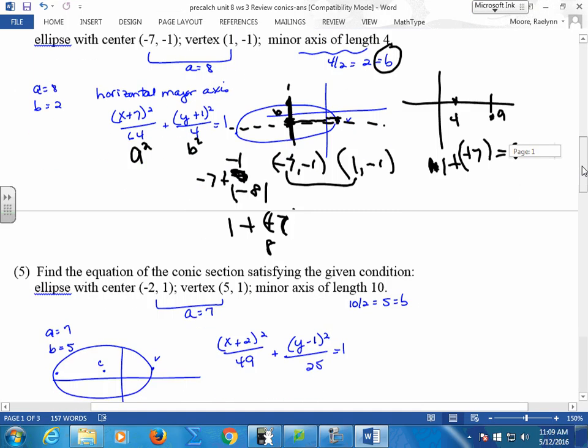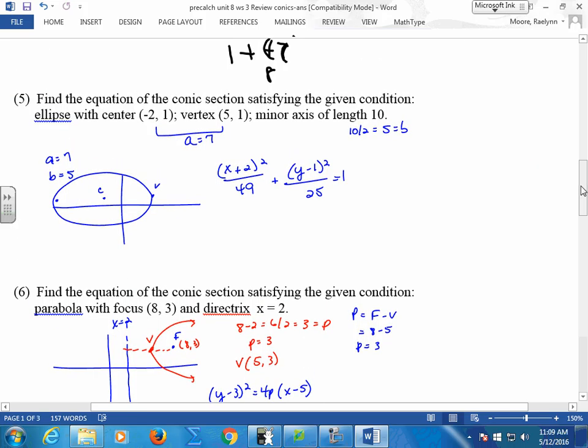Okay, and I have an equation. Were we okay with this one? Major axis length. So if the major axis, the whole length, is 10, what is A? Oh, this is minor. What is B? 5. So right away we know B is 5.